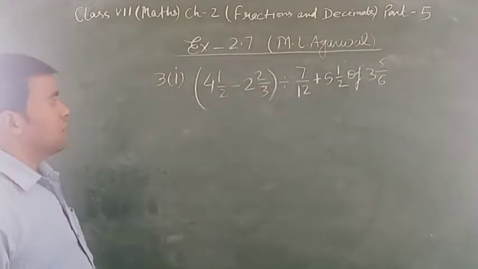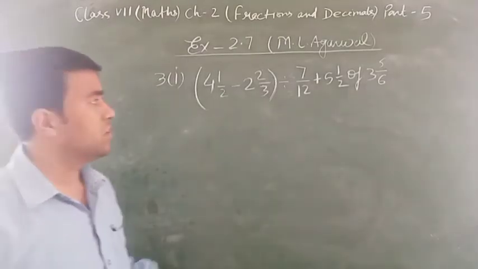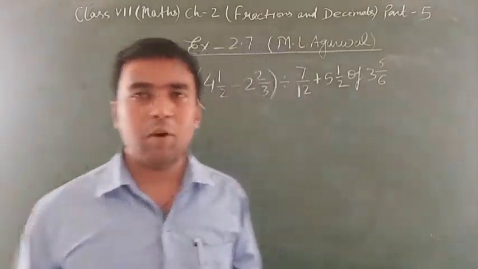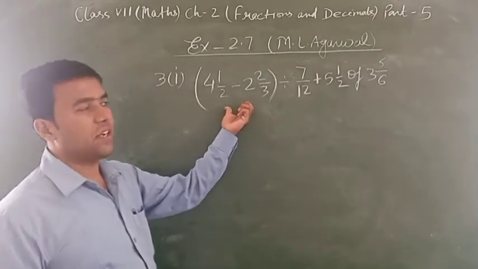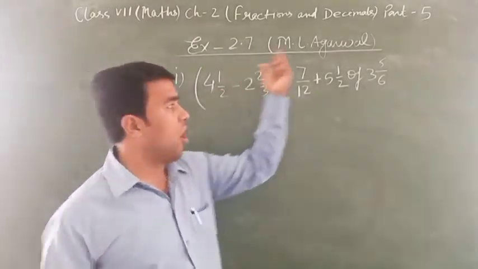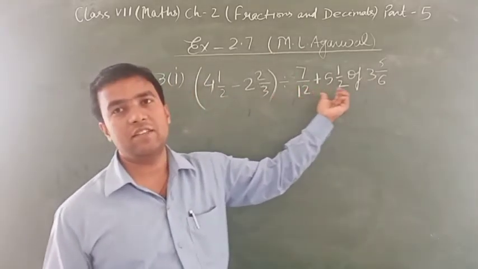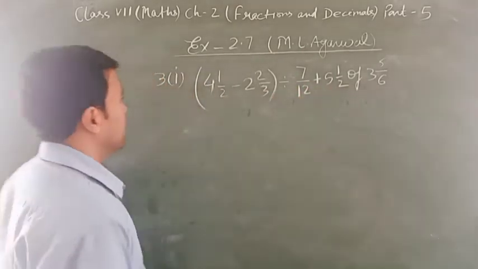Clear? This is the question. See, the BODMAS rule I told you. Think about that. First solve the bracket, then of, then division, then addition. Clear?